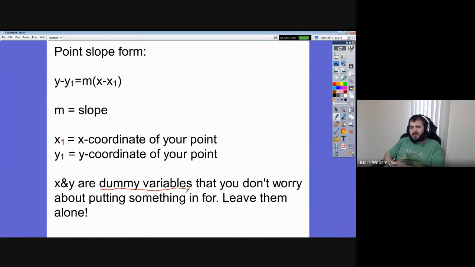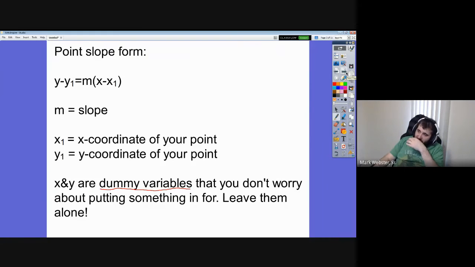And it just means these variables are going to sit there and provide structure and skeleton to the equation. So the y and the x, don't touch them, don't move them, don't do anything to them, leave them alone, and then move the numbers around them. Okay? That's all you got to do.